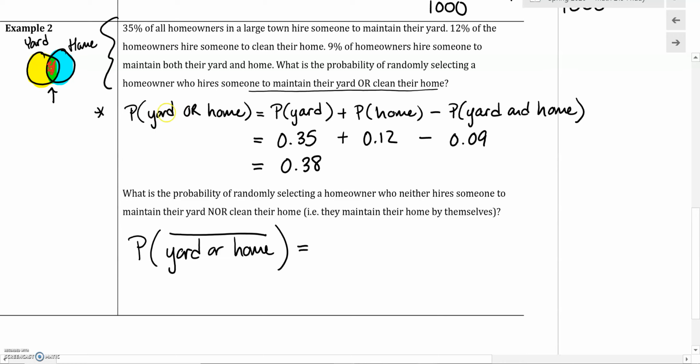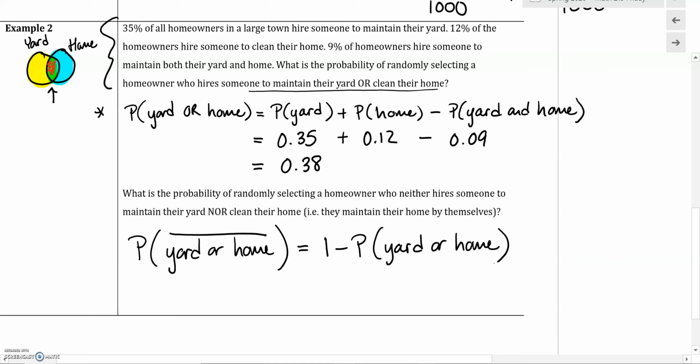So because I know this probability, I don't really have to do anything fancy. I know that complementary events add up to 100%. The probability does, that is. So I know that the probability of getting someone that does not hire someone to maintain their yard or their home is simply 100% minus the probability that someone does hire those individuals.